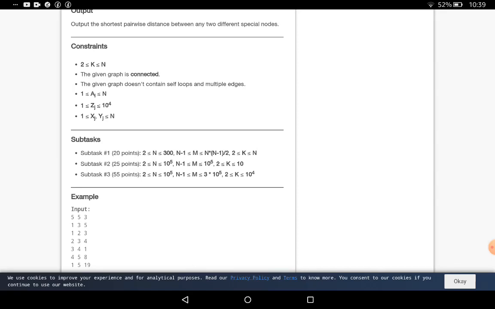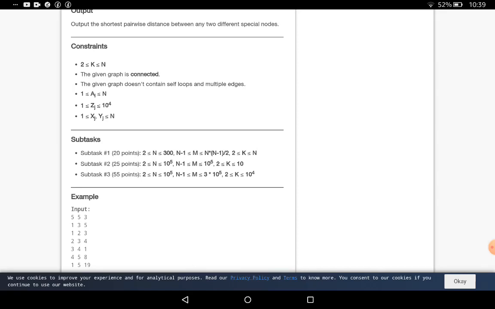At most we will be running k Dijkstras, so basically 10 Dijkstras in the worst case, and after each Dijkstra we will see the shortest distance from this source special node to the other special nodes. After running the 10 Dijkstras, we will get the shortest path between each pair of special nodes, right? Then we can find the minimum distance from there.